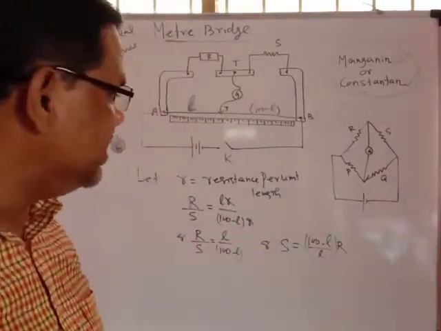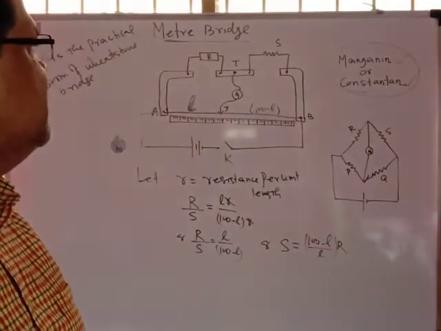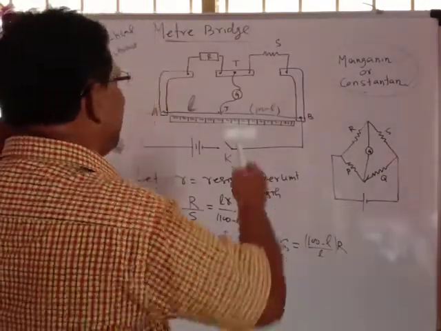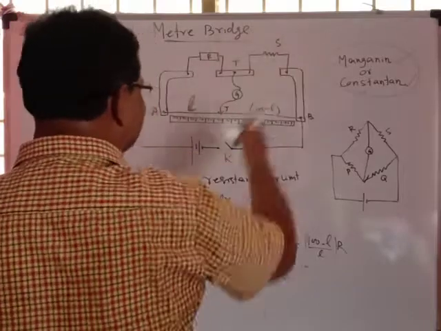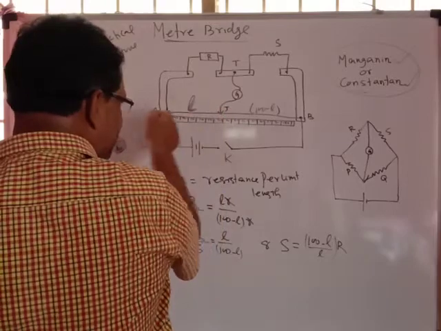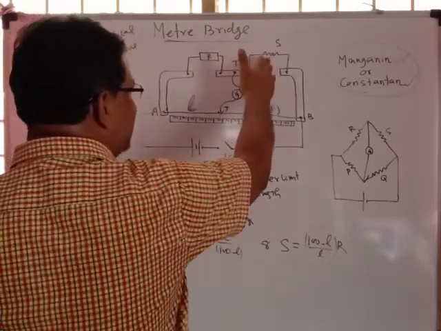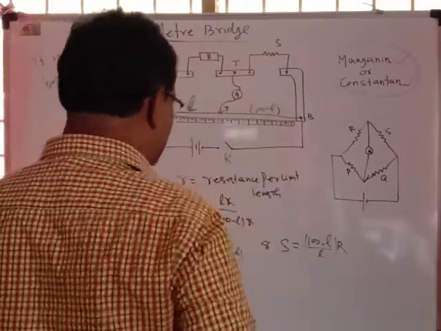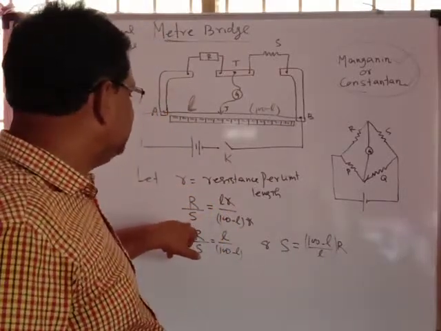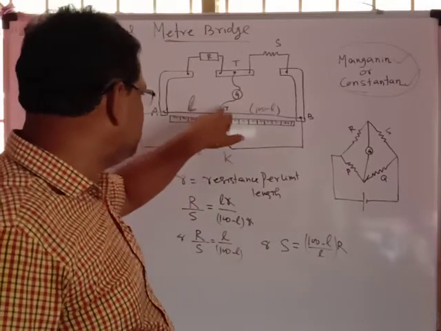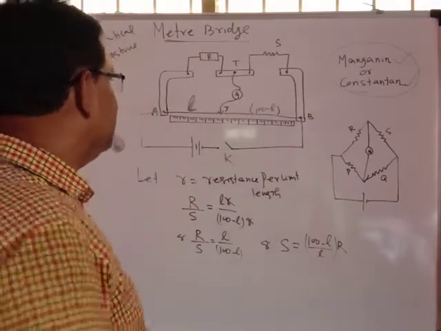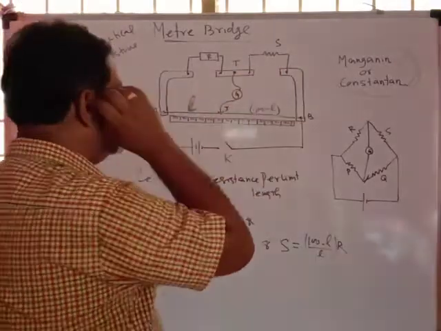The unknown resistance can be calculated from the meter bridge. From this expression we can know that if S, the unknown resistance, is increased, the jockey will be moved towards the left. If it is decreased, the jockey will be moved towards the right. From this expression we can know it also: if it is increased, that part also increases, which means the jockey will be moved towards the left. Be careful: if it is decreased, the jockey will be moved towards the right.